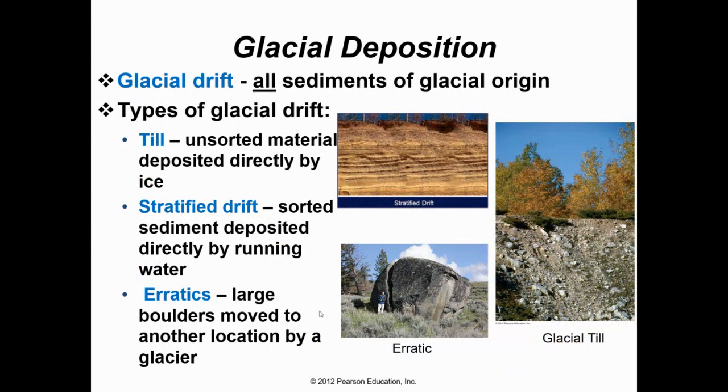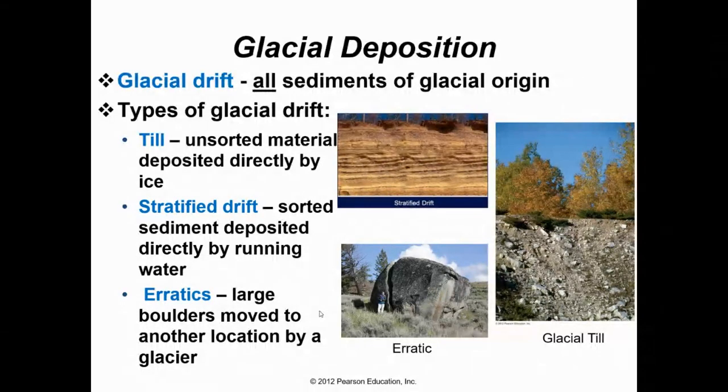Okay, so that's erosion processes. Now let's switch gears here, take a look at depositional processes. So all material that has a glacial origin is just generally referred to as glacial drift. Okay? Now, glacial drift gets broken down into two different types of material.